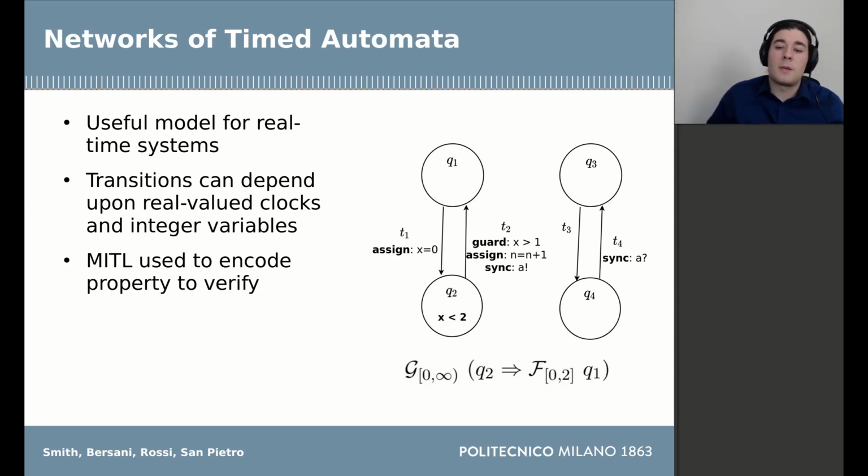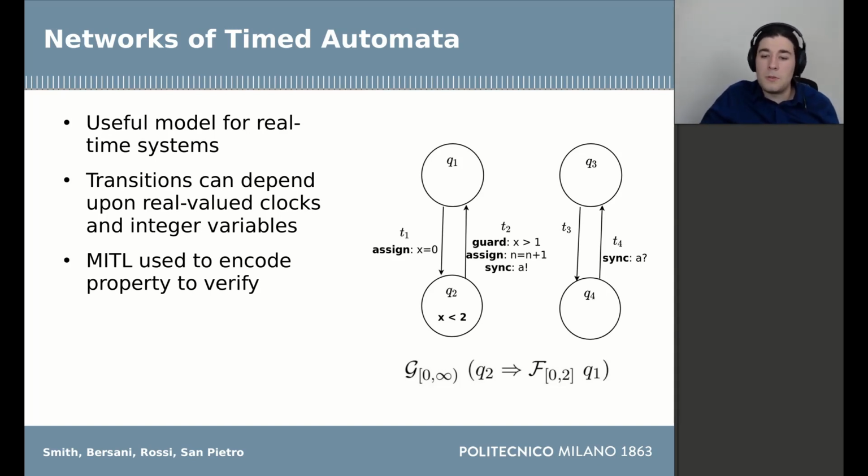So we can see a simple example on the right. We have two timed automata in a network together. On the left, we see one that has two states, Q1 and Q2, and we see a transition T1 from Q1 to Q2 that assigns a value of 0 to clock X. So when this transition is taken, clock X is reset back to 0.